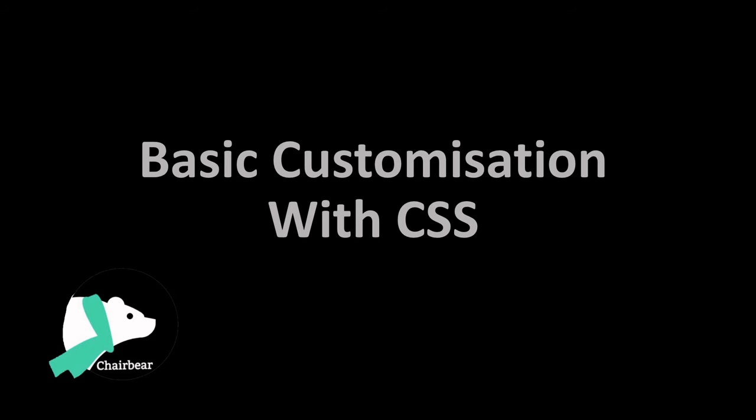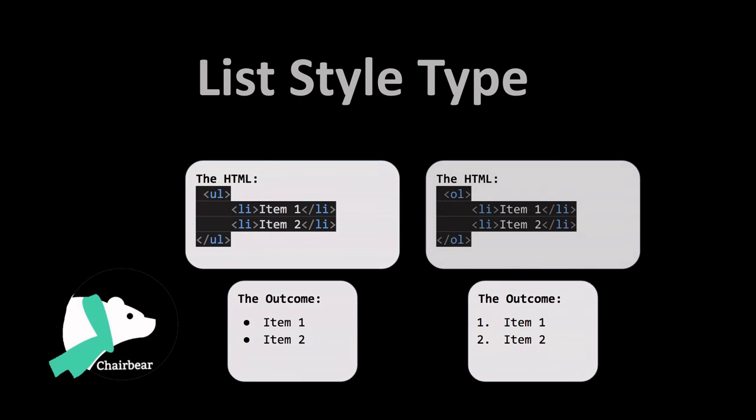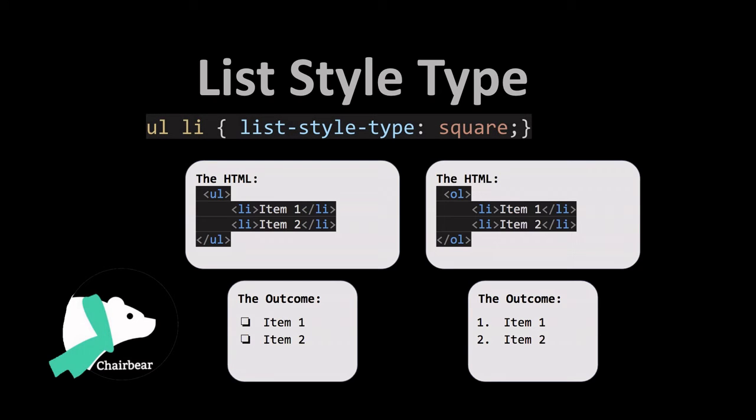Basic customizations with CSS. List style type. This property allows us to customize list item markers. In HTML there are two list types, unordered and ordered. These list markers can be styled and customized further, such as using the value lower alpha, or square.